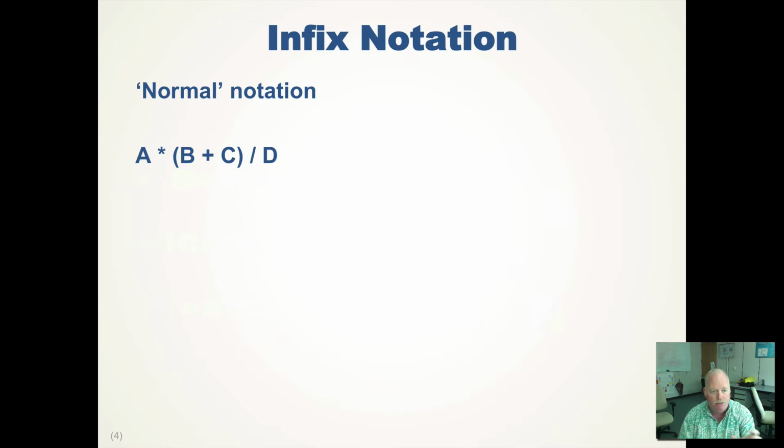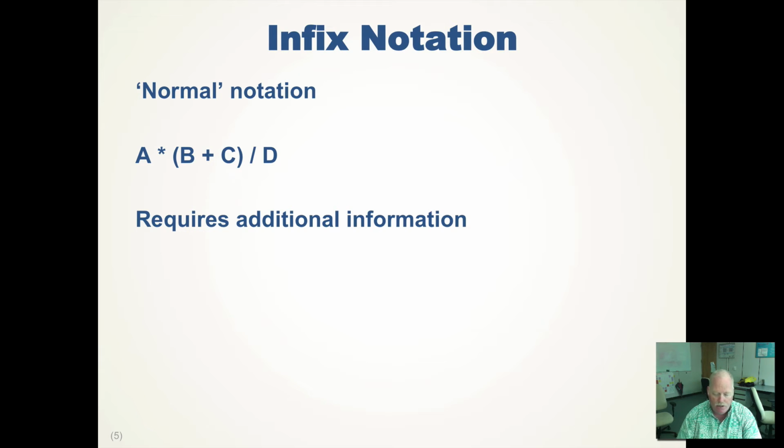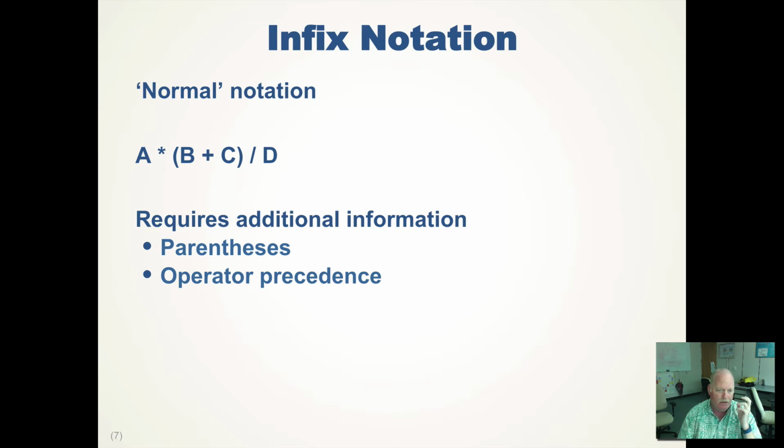A times b plus c divided by d. Now it requires some additional information to know which operations to apply before other ones. So we have to have parentheses. So the parentheses say we got to do this operation first. So we look at that equation and we know we have to do b plus c first. And then we have operator precedence, which says if we don't have parentheses, we have to say whether or not multiply and divide come before plus and minus and modulus and other operations.